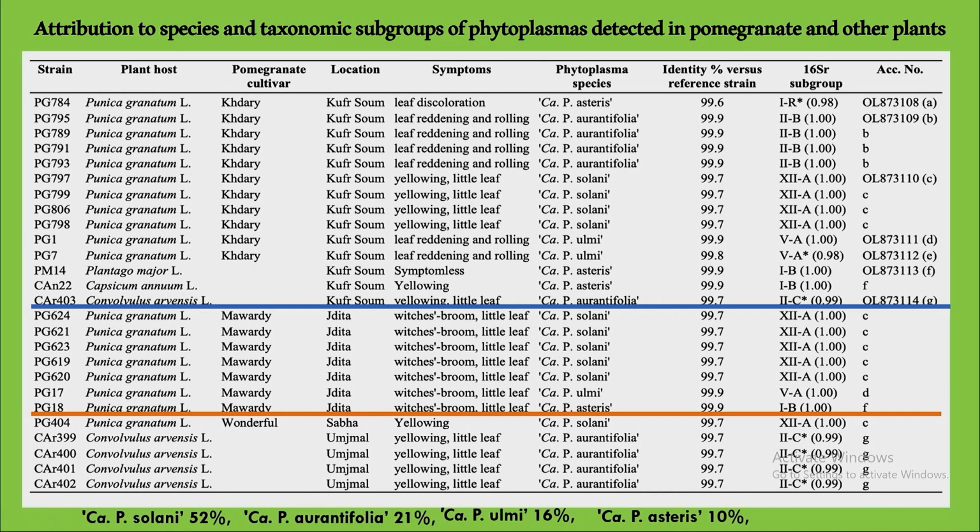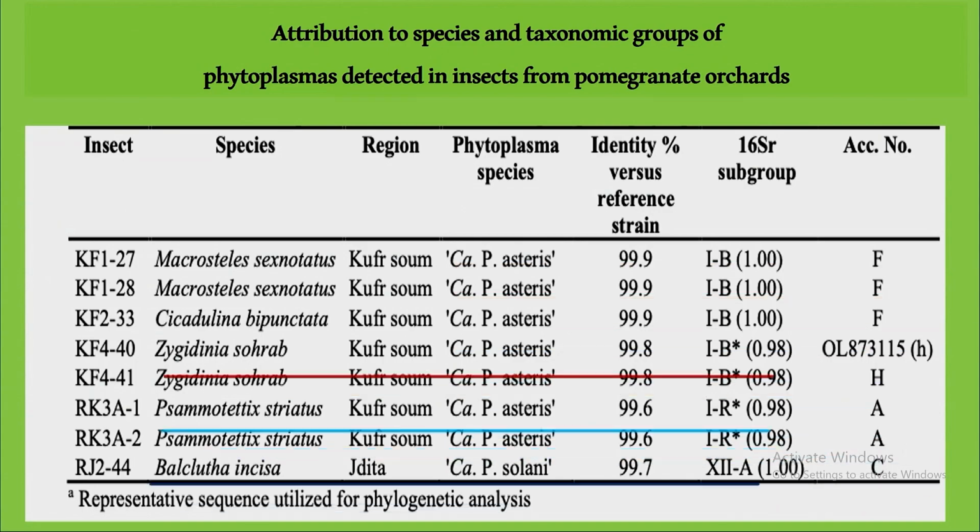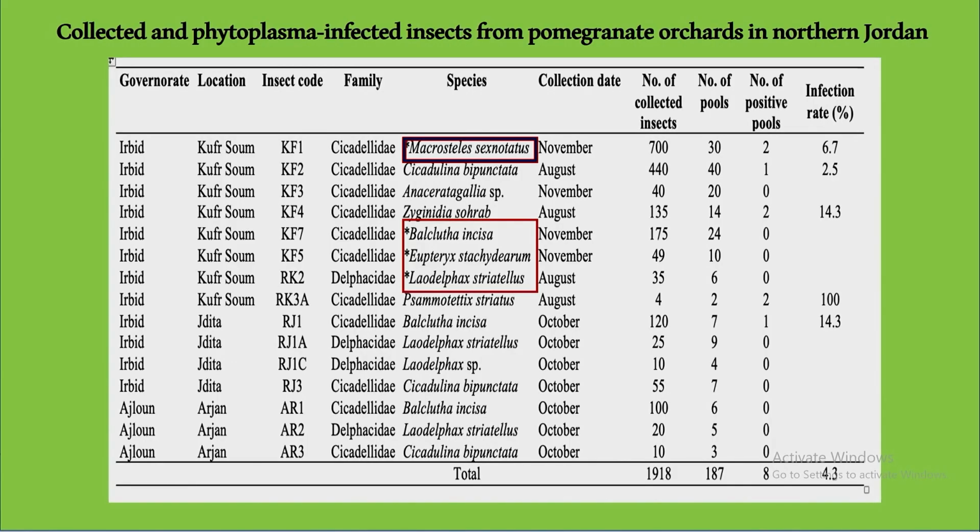Overall, we can conclude that Candidatus phytoplasma Solani is the dominant Candidatus phytoplasma species at 52%, followed by Aurantifolia at 21%, and Candidatus phytoplasma Ulmi at 60%, and the final one is Candidatus phytoplasma Astris at 10%. Also, we collected around 11 insect taxa, and 4 of them were firstly reported in Jordan.